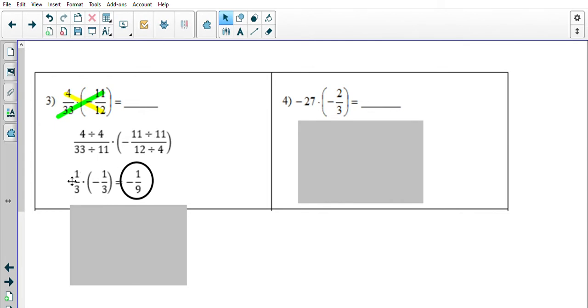And a positive times a negative is a negative. 1 times 1 is 1. 3 times 3 is 9. And we're done. We get a solution of negative 1/9.